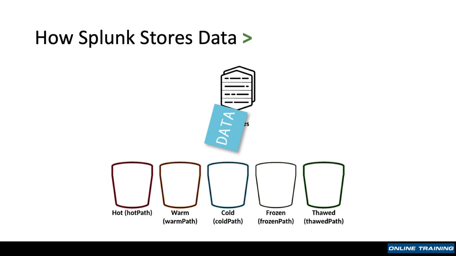The thing to know about cold buckets is you specify a different physical location on the disk of where the cold bucket is stored. The frozen bucket is data that's rolled from cold. The indexer deletes frozen buckets by default, but you can choose to archive them first. And if you archive them and then have to retrieve the data, it goes into what's called a thawed bucket. And these are buckets restored from an archive.